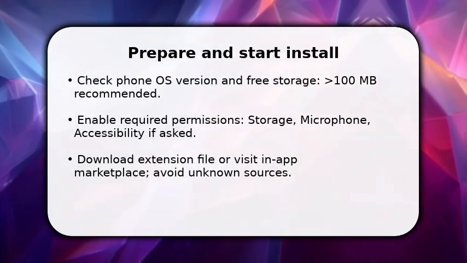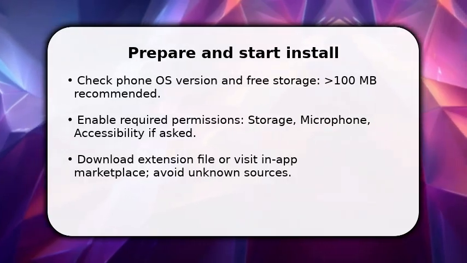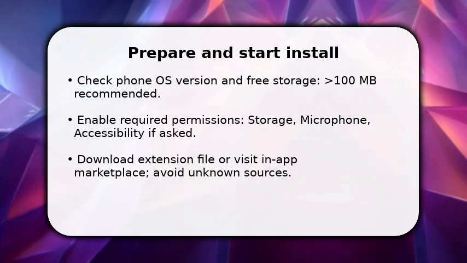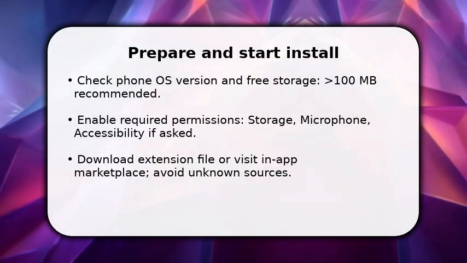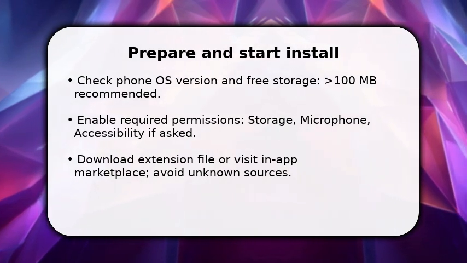Next, open the App Store or the app's own marketplace and locate the extension package. Tap Install or Add. You'll see progress and brief permission dialogues. This gets the extension onto your device and ready for configuration.